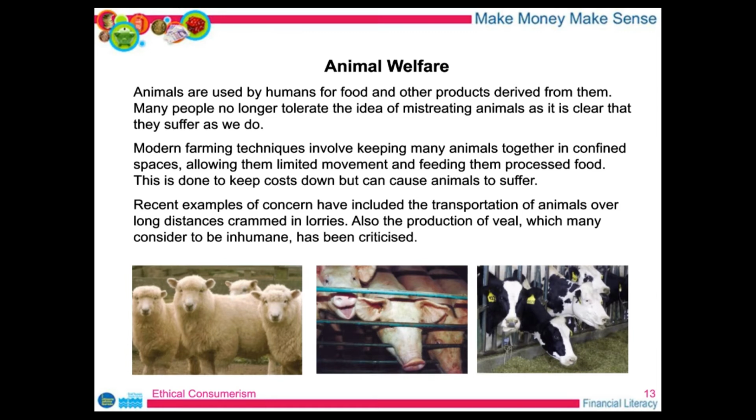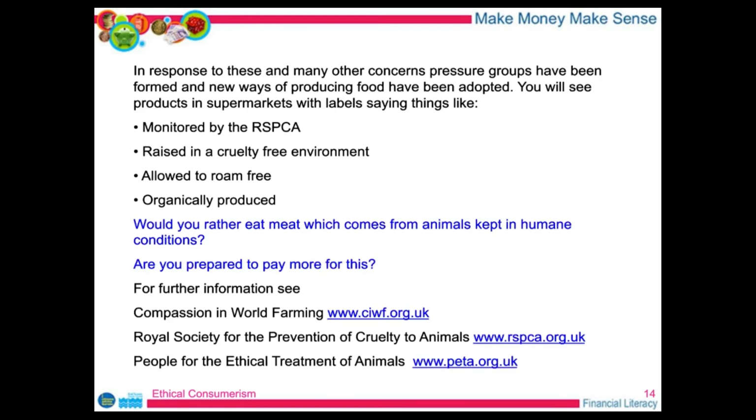Next topic is animal welfare. There's quite a few strands to animal welfare. So, we use animals, products for food and other items around the home. And it's the farming techniques that we use, but also how we treat those animals. So have a read through. There's a number of websites here that you can follow up in terms of how the animals are treated in farming. So we've got Compassion in World Farming, the RSPCA, and People for the Ethical Treatment of Animals.